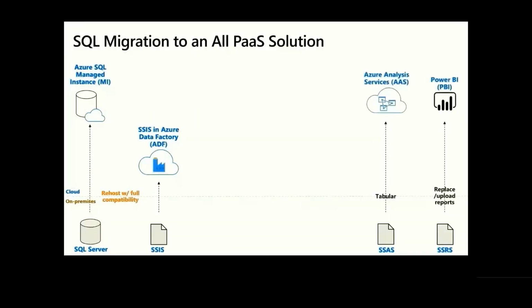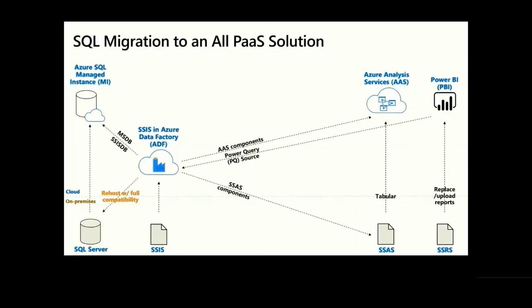For SSAS, you can rehost your tabular data model on Azure Analysis Services, or AAS, which is also a PaaS solution. If you have a multi-dimensional data model, AAS does not support it yet, so you can leave SSAS on premises or rehost it on Azure VM, which is an infrastructure as a service, or IaaS. For SSRS, there is no PaaS solution for it yet, but you can upload its existing reports and completely replace it with Power BI, which is a software as a service, or SaaS.